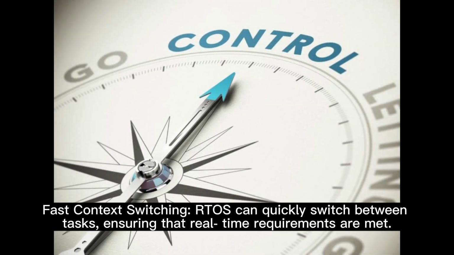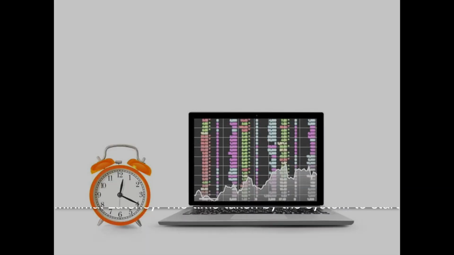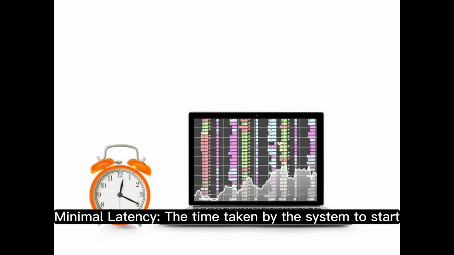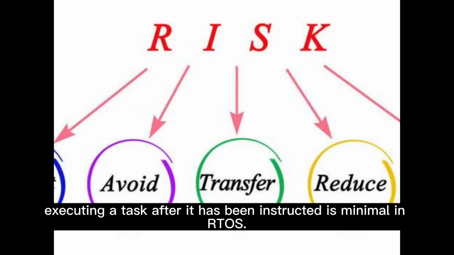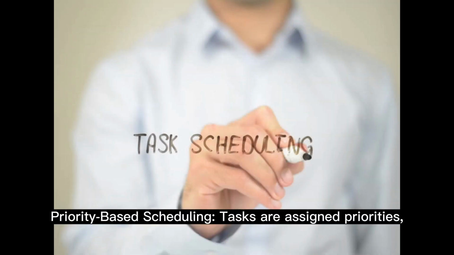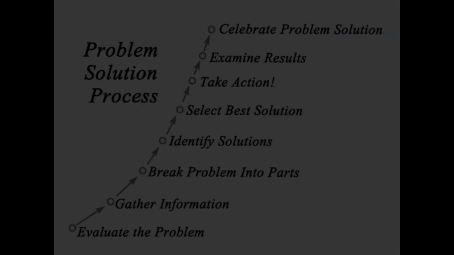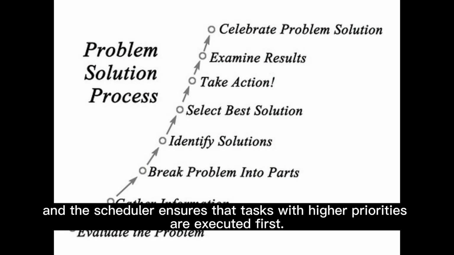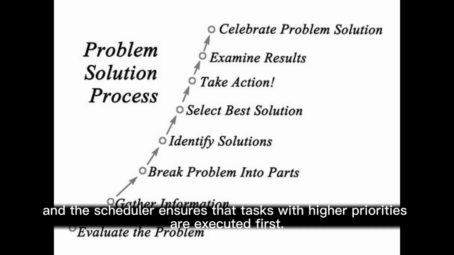Fast context switching: RTOS can quickly switch between tasks, ensuring that real-time requirements are met. Minimal latency: the time taken by the system to start executing a task after it has been instructed is minimal in RTOS. Priority-based scheduling: tasks are assigned priorities, and the scheduler ensures that tasks with higher priorities are executed first.